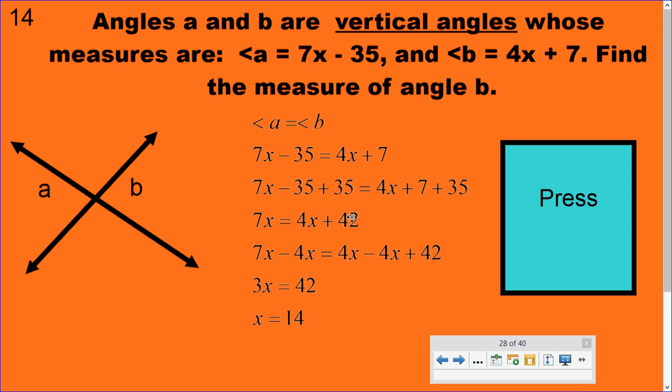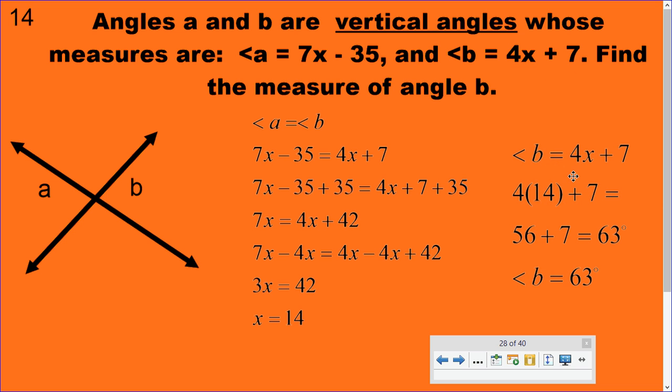So I solved for x, but I noticed they said find the measure of angle B. So I know x is 14. Angle B says it's equal to 4x plus 7. Well, I remember we can substitute for angle B and put 4 times 14 plus 7. So angle B would be 4 times 14, which is 56, plus 7 is 63. So angle B is equal to 63 degrees, and that means angle A is also equal to 63 degrees as well.